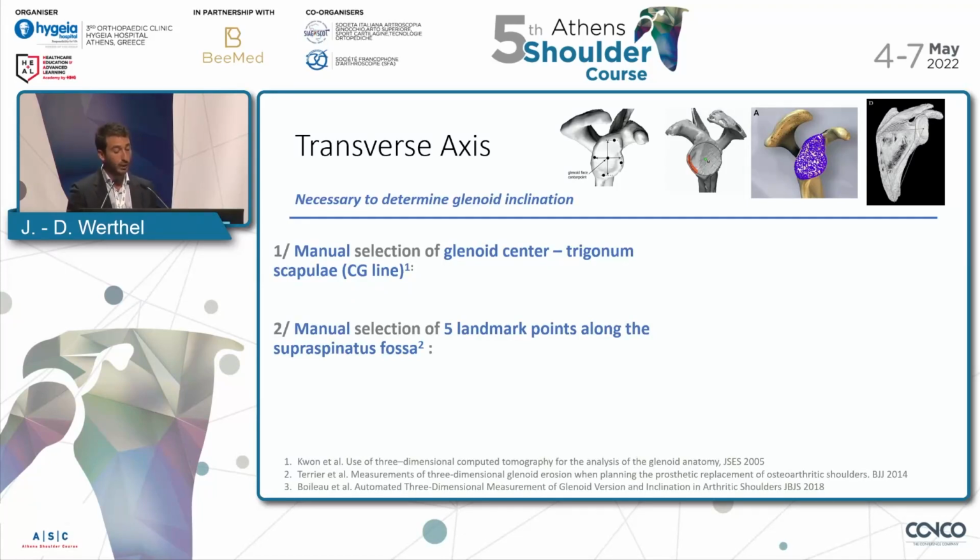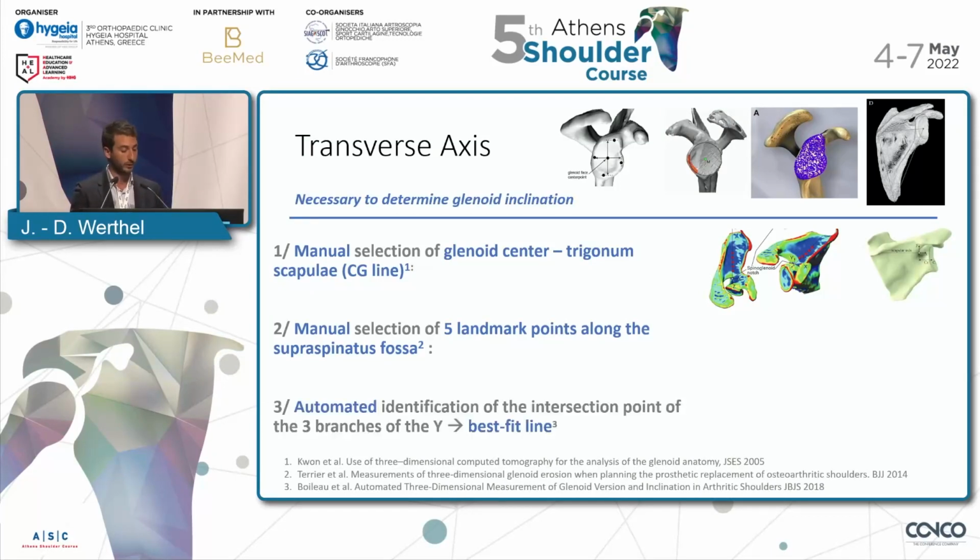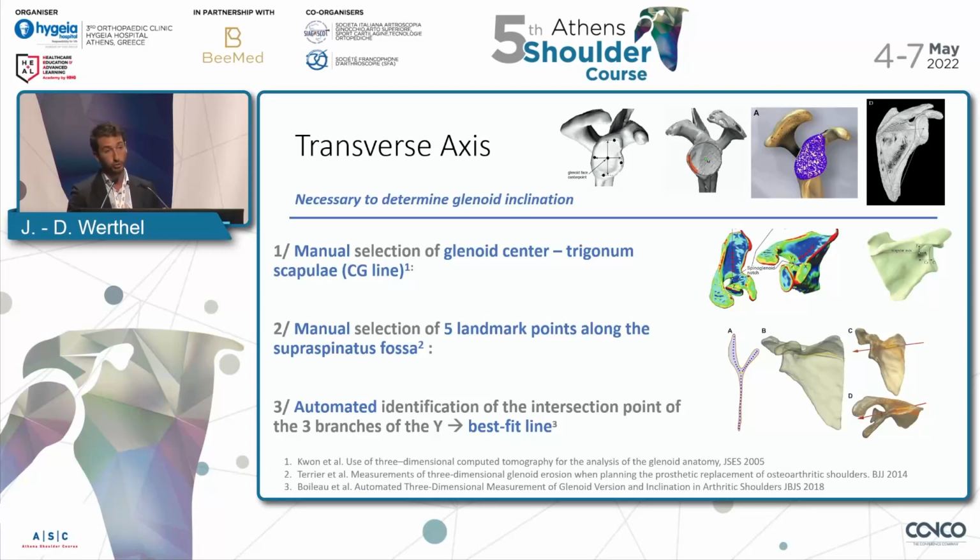You can use the 5 landmark points along the supraspinatus fossa that we've seen previously as the transverse axis, or you can use a completely automated method that is going to identify automatically the intersection points between the 3 branches of the Y, so the spine, the coracoid process, and the axillary pillar. And the intersection of these points is going to be a line, and you can find the best fit line, and this can give you automatically a transverse axis.